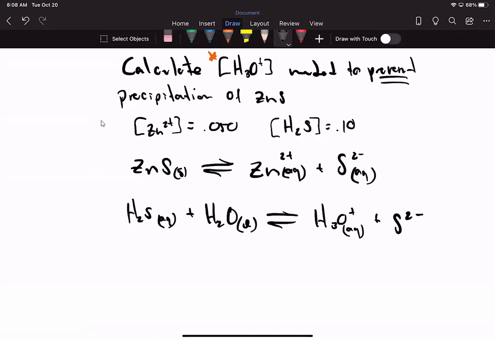So a couple things that we recognize here is as soon as we see calculate the H3O+, the hydronium concentration, one of these reactions needs to be an acid-base reaction, right? The other one, if this is what we're trying to prevent, we understand that that's going to be a solid, so we're going to need the dissociation reaction for that. So now that we have our two reactions, let's go ahead and look up the KSP for this.